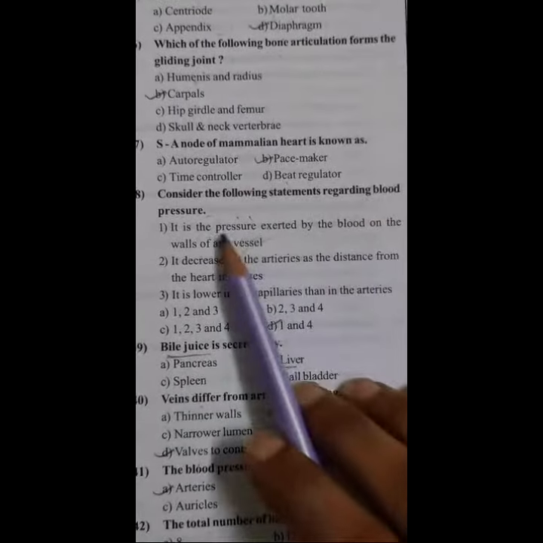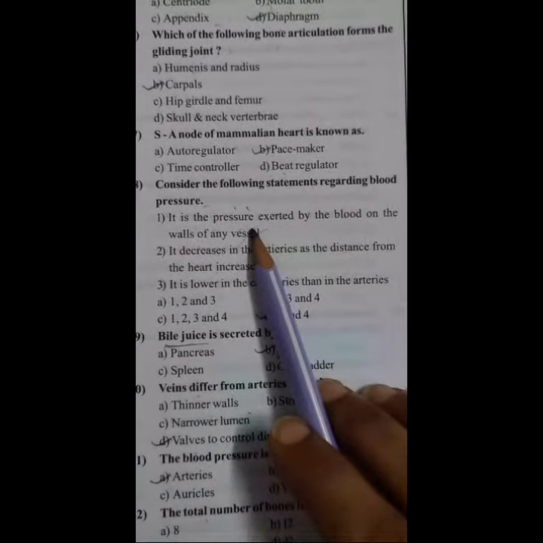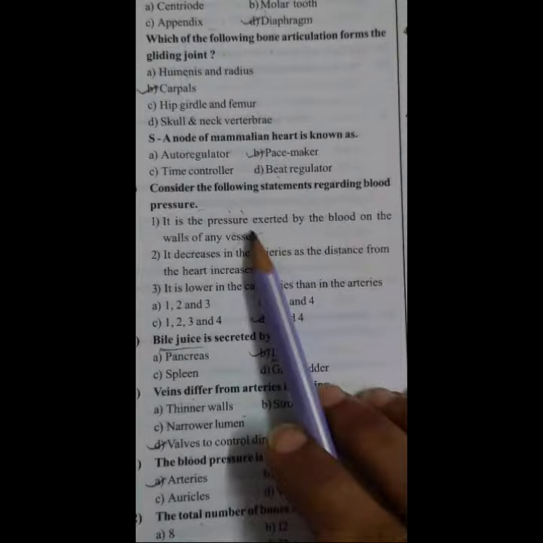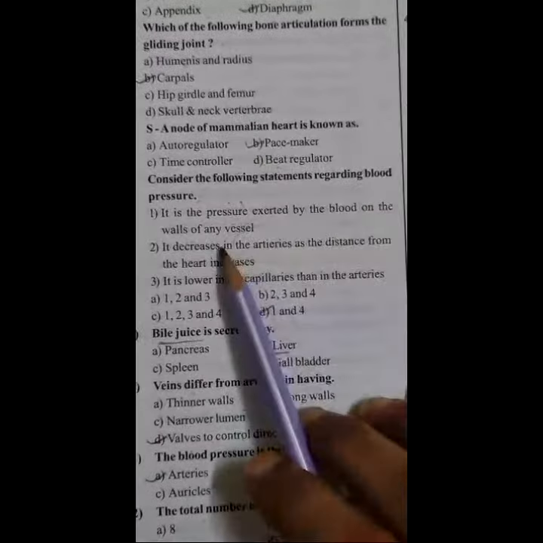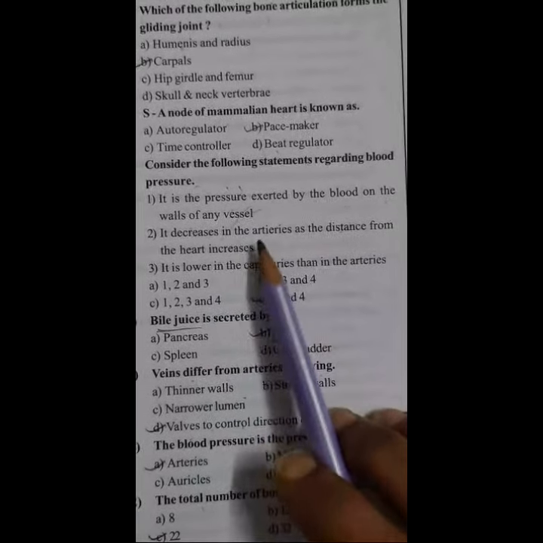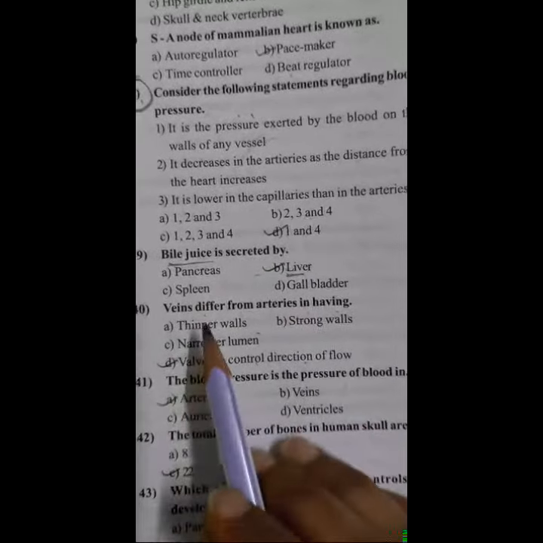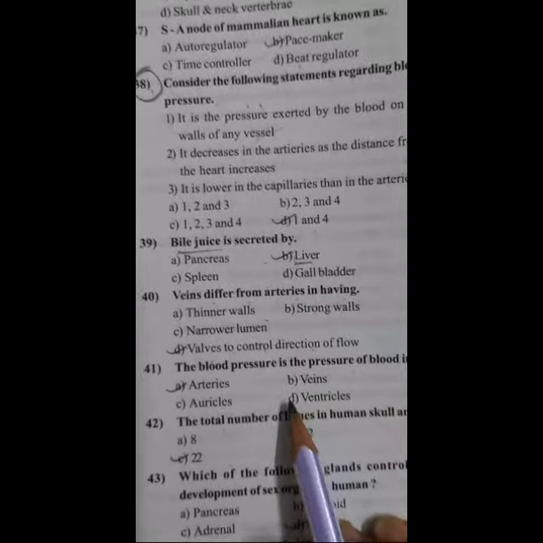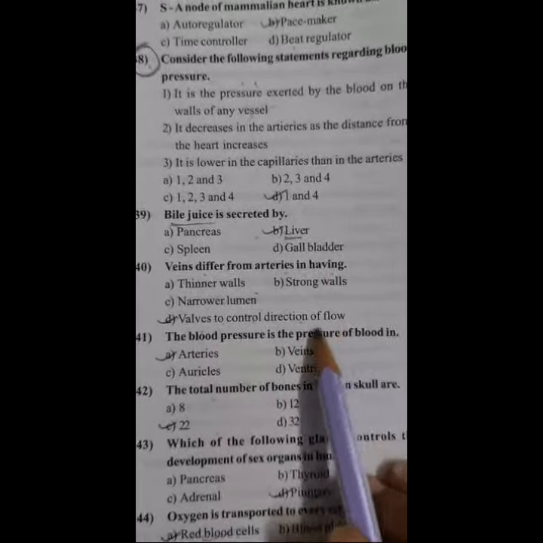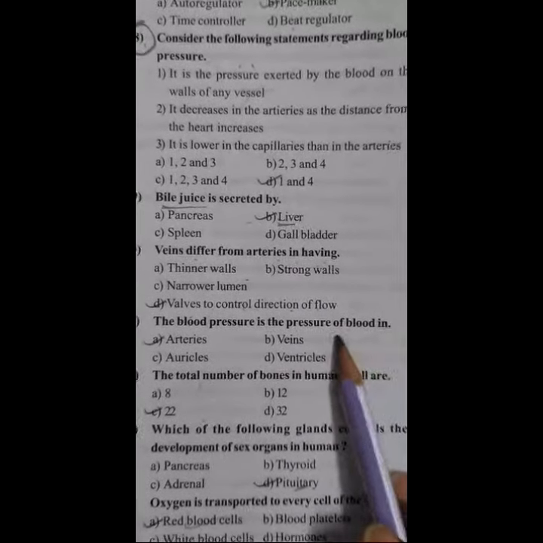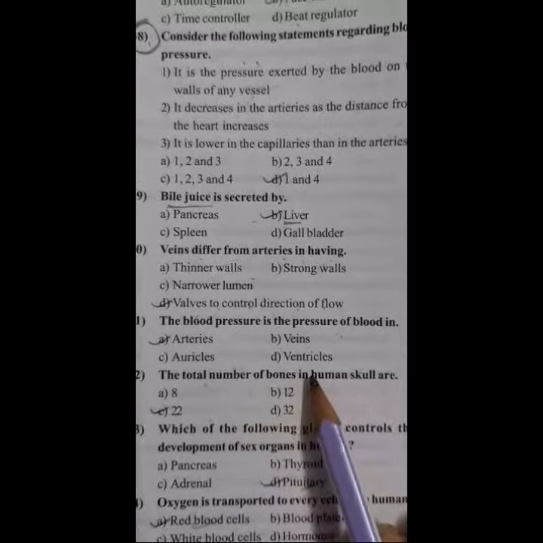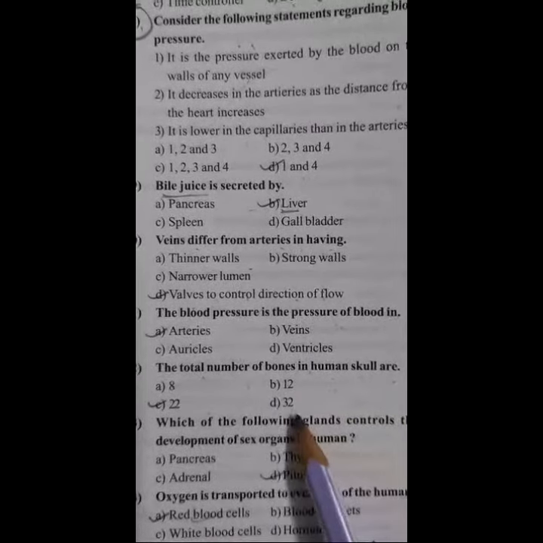Consider the following statements regarding blood pressure. It is the pressure exerted by the blood on the walls of any vessels. It decreases in the arteries as the distance from the heart increases. This question has a mistake, it needs to be checked. Bile juice is secreted by the liver. Veins differ from arteries in having valves to control direction of flow. The blood pressure is the pressure of blood in arteries. The total number of bones in the human skull is 22.